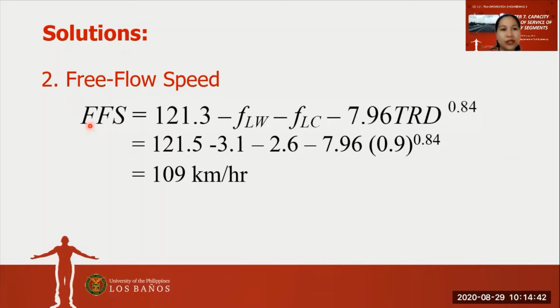From the previous discussion, the formula for determining the FFS is equal to this one. So what we need is to identify the factor for the lane width adjustment and the factor for the lateral clearance adjustment, and we are given the TRD, so we just substitute the other information here. If we know already the FLW, FLC, and the TRD, which is 0.9, then we can calculate the FFS, which is equal to 109 kilometers per hour. Now, how did we find 3.1 and 2.6 here? I will show you in the next slides.